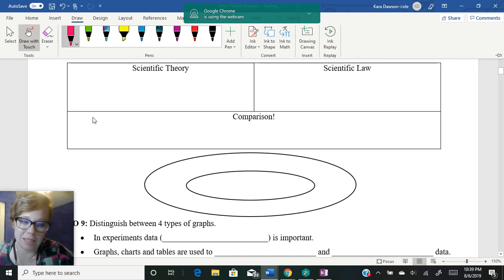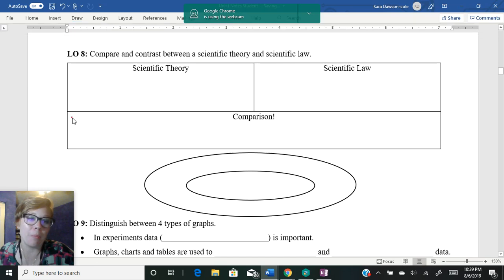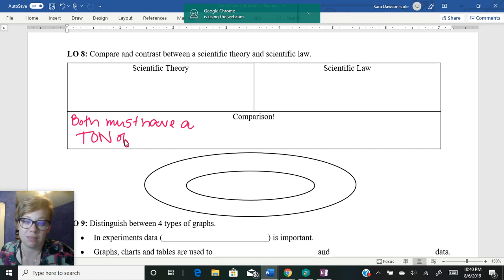When we're looking at a scientific theory, even though it says a theory, and we think of a theory as something like, oh, well, it's just a guess, it's not really true, if we're talking about a scientific theory, that's not the case, because it is backed up by a ton of evidence. So both a scientific theory and a scientific law must have a ton of evidence to back them up.